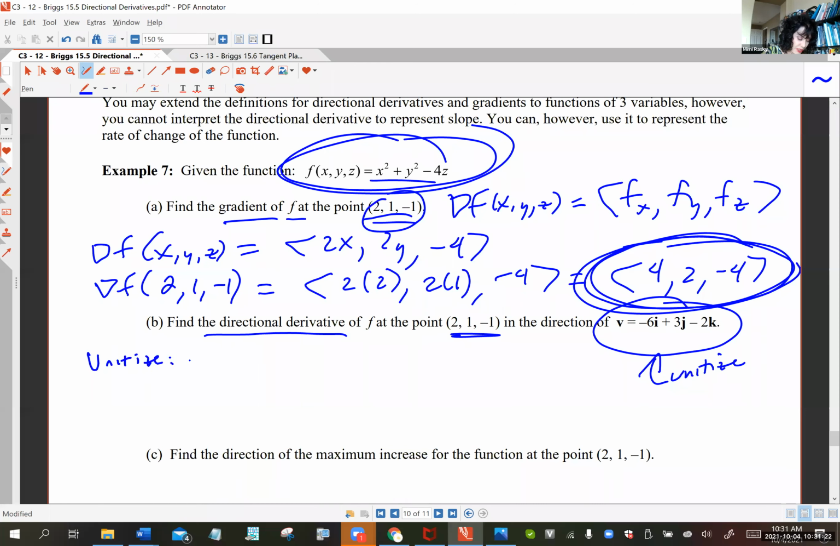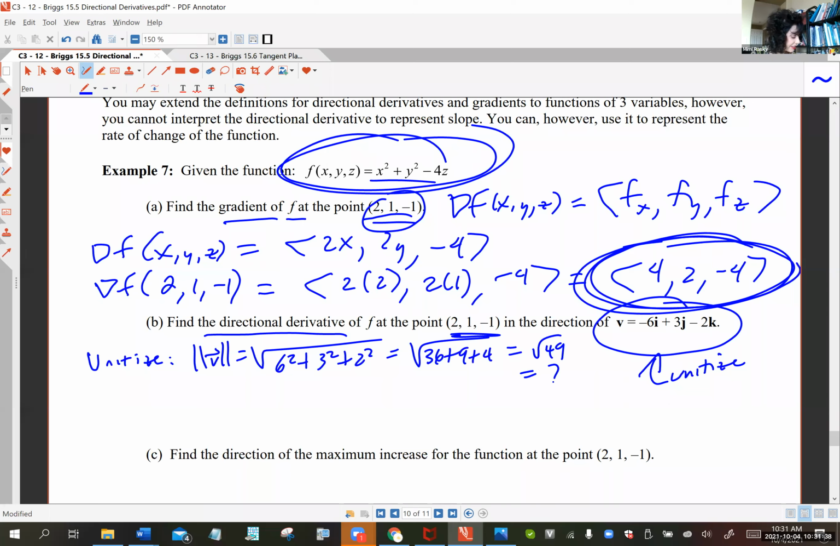I'm going to first get the magnitude of v, square root of 6 squared plus 3 squared plus 2 squared. Oh my goodness, what is 36 plus 9 plus 4? Wow, it's 49, nice. So square root of 49 is 7, great. So then my unit vector will be the vector with -6, 3, -2 divided by 7, and that's going to be -6 sevenths, 3 sevenths, -2 sevenths. Yay.